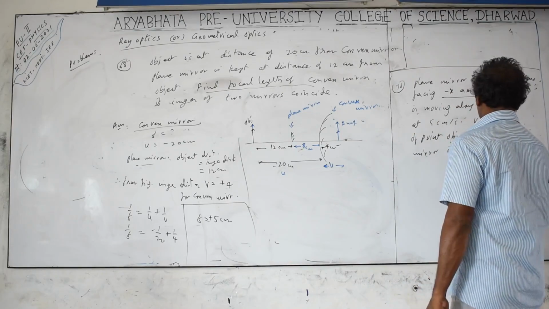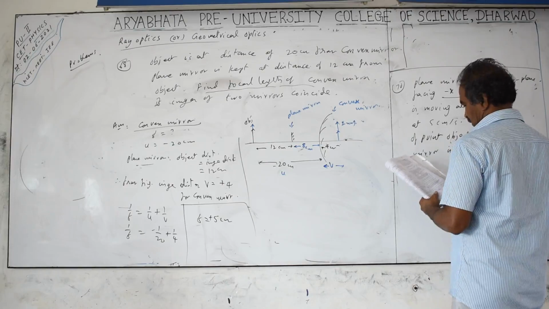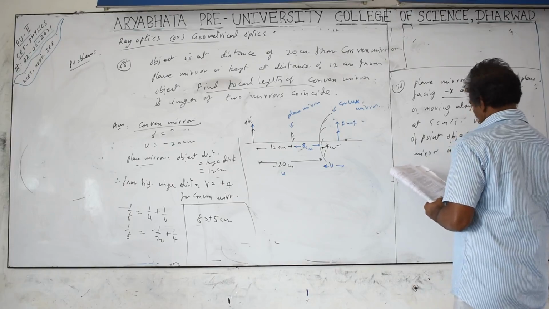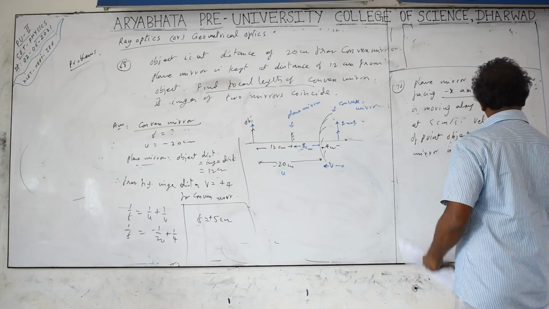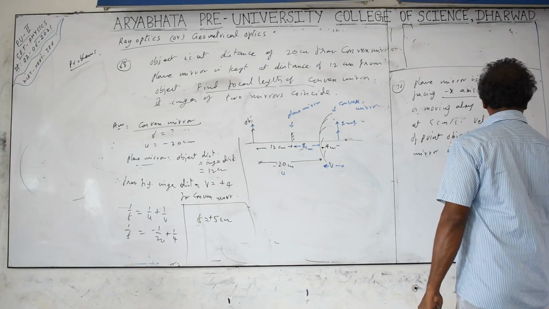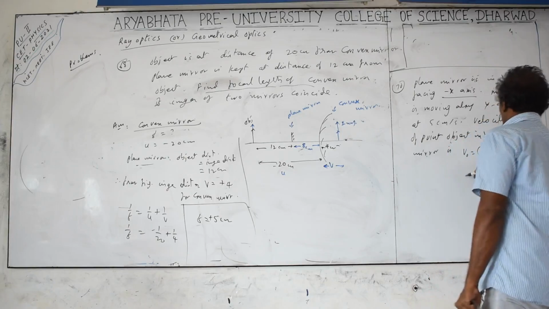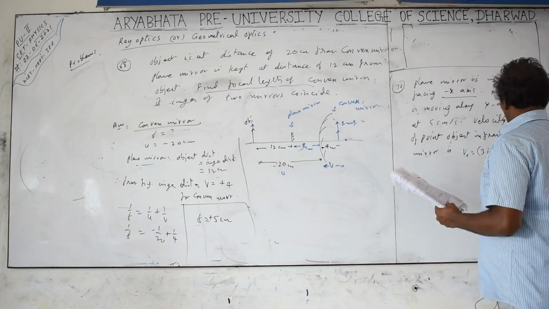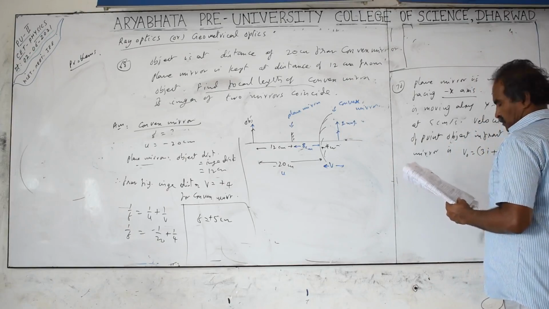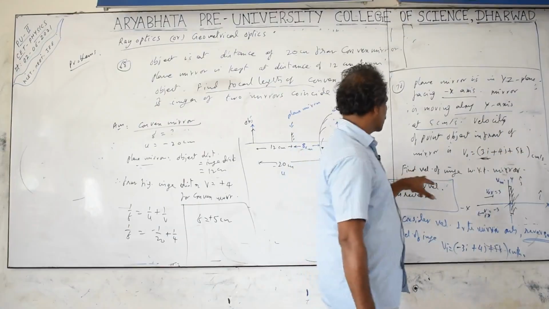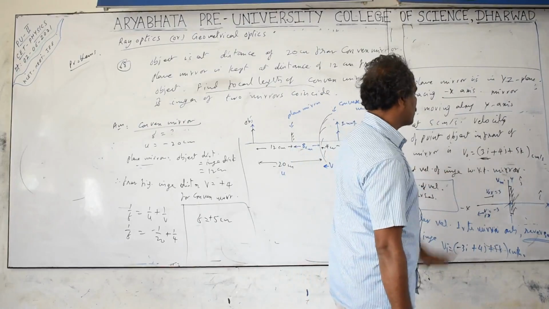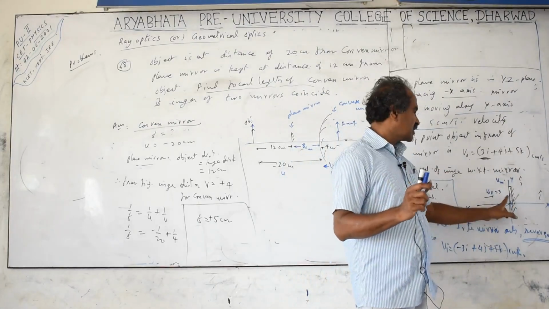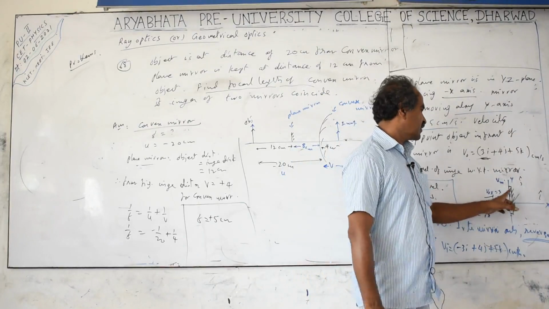This is the velocity of the object: 3i, 4j, 5k centimeters per second. They may give 3 centimeters per second into i, j, like that, no problem. This is plus 4 centimeters per second. In this, you have to find out the velocity of the image with respect to the mirror, they told.